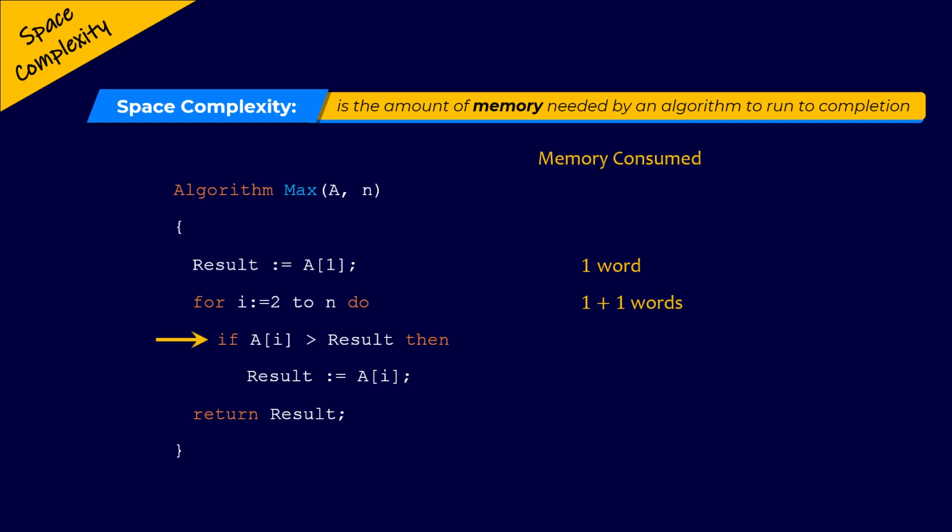Then finally we have A, which is an array of n elements, which will consume n words. Therefore, the total memory consumed is n plus 3 words for the input array of size n. So this is how we can compute the amount of memory consumed, or the space complexity, of an algorithm. Just as a point to remember, typical memory usage is dependent on computer machines and the programming language used to implement an algorithm.